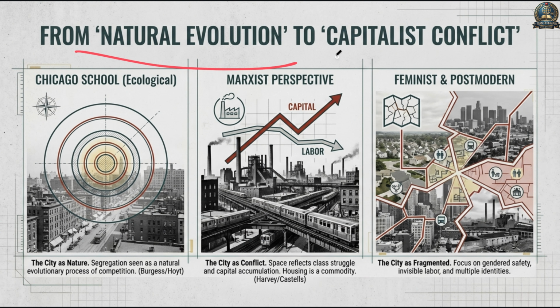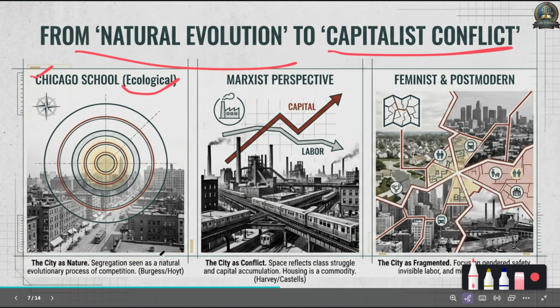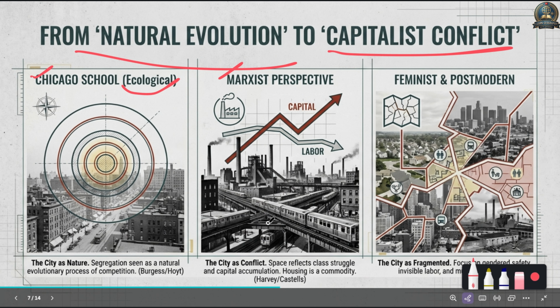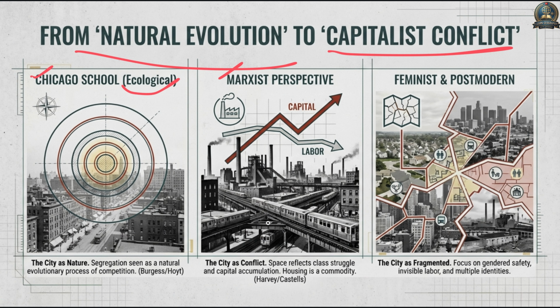From natural evolution to capitalist conflict. Chicago School, ecological dimension: the city as nature, segregation seen as a natural evolutionary process of competition, according to Burgess and Hoyt. Then Marxist perspective: the city as conflict, space reflects class struggle and capital accumulation, housing as a commodity, according to Harvey and Castells. Then feminist and postmodern dimension: the city is fragmented, focus on gendered safety, invisible labor, and multiple identities.